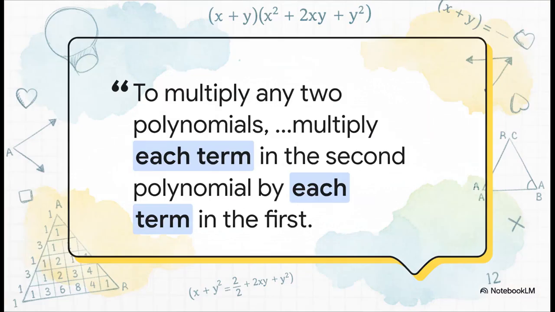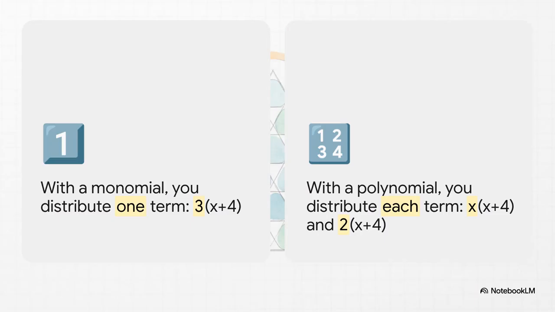And this is where our source material just lays it out so clearly. To multiply any 2 polynomials, you just multiply each term in the second polynomial by each term in the first one. It's the distributive property just scaled up. Every single piece from the first group gets its turn with every single piece from the second group. This comparison is just perfect for showing what's going on.